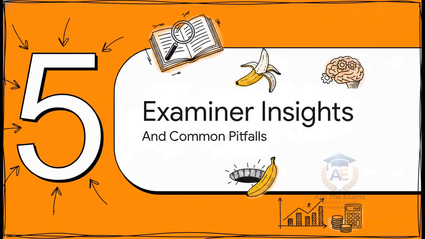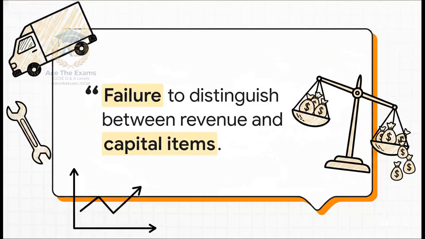All right, Section 5, Examiner Insights and Pitfalls. These are rapid-fire warnings taken directly from my recent principal examiner reports to help refine your exam strategy. Let me share a factual observation straight from the 2024-2025 reports. Failure to distinguish between revenue and capital items. This is a classic trick question and a major pitfall every single year.